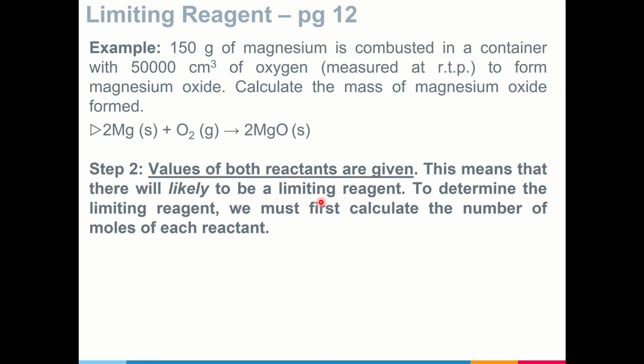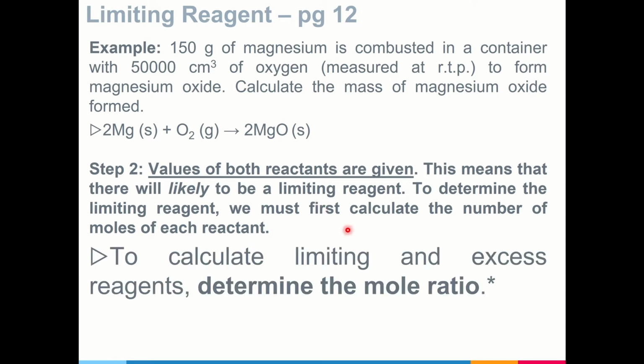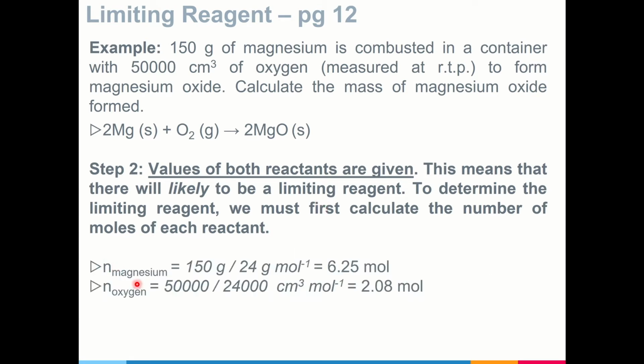Then you can compare mole ratio. Number of moles of magnesium, mass over molar mass, is 6.25 moles. Number of moles of oxygen, volume over molar volume. Molar volume, because it's a gas, gives 2.08. So now you need to compare the mole ratio.